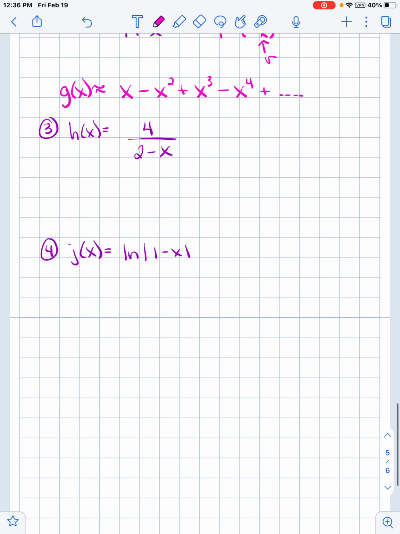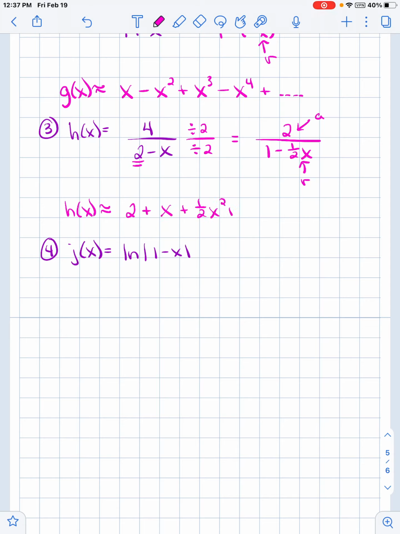Okay, let's look at number 3. Number 3 also kind of looks like a over 1 minus r, except this is not in the form of 1. So what we need to do is divide both the numerator and denominator by 2. That way we can write it in the form of 1 minus r. To do that, this becomes 2, and this becomes 1 minus 1/2 x, because I have to divide everything by 2. So now here's a, here's r. I can write a polynomial that's a decent approximation. So a is 2, and then 2 times 1/2 x is x, times 1/2 x is 1/2 x squared.